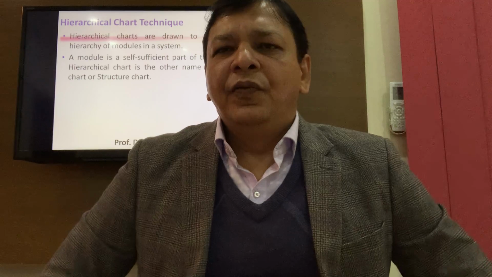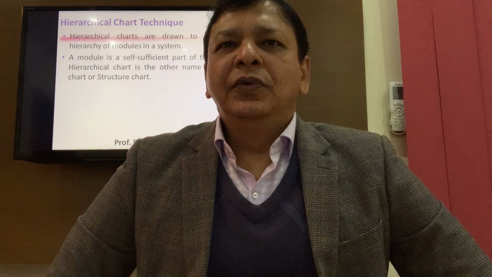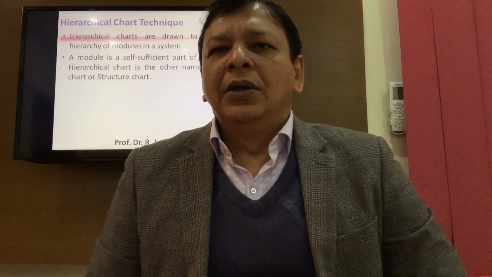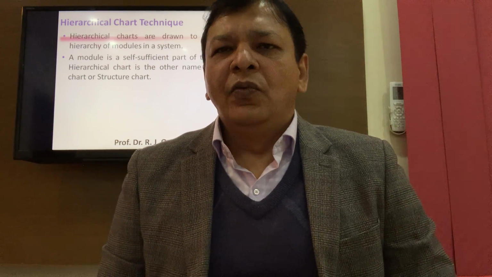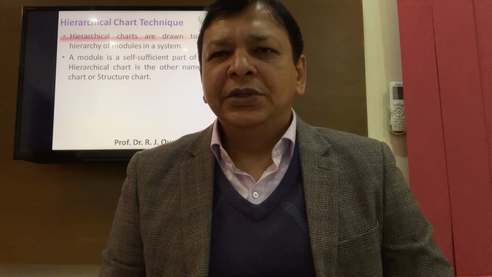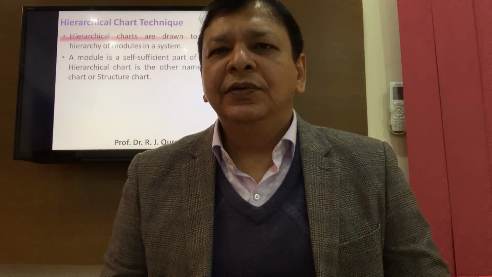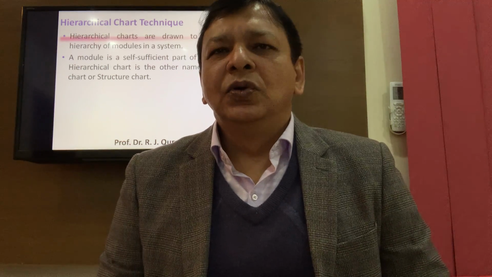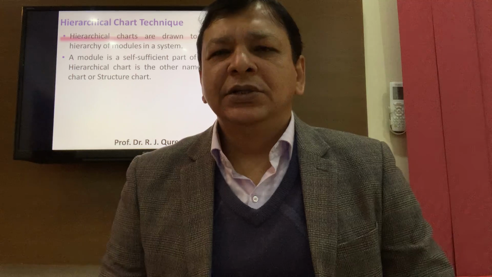So then we have hierarchical chart. For structured development, we use hierarchical chart. For object-oriented, we don't draw hierarchical chart. So hierarchical chart is used to show the functional decomposition. We divide the main problem into smaller problems. We call them pieces, chunks, or procedures, functions, or methods. So a module is a self-sufficient part of the system. We also call them structure charts or system charts.